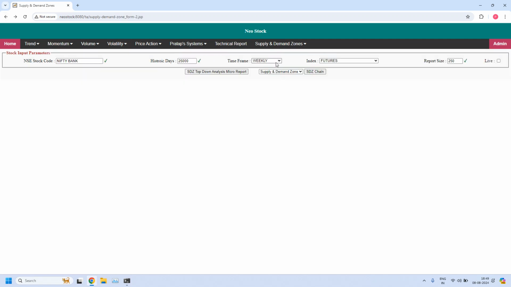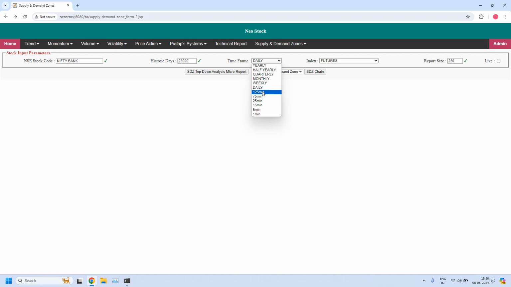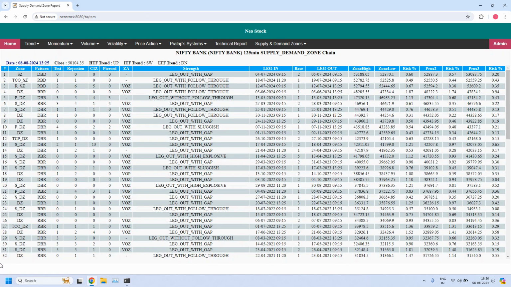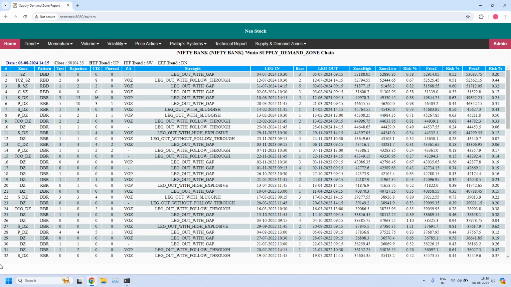The next time frame is daily. Now I am generating daily supply demand zone chain for Bank Nifty. The next time frame is 125 minutes. Now I am generating 125 minute supply demand zone chain for Bank Nifty. The next time frame is 75 minutes. Now I am generating 75 minute supply demand zone chain for Bank Nifty.